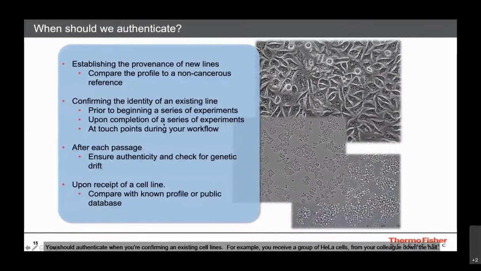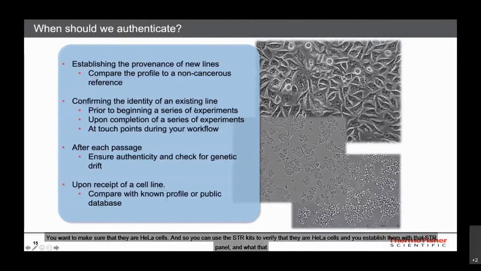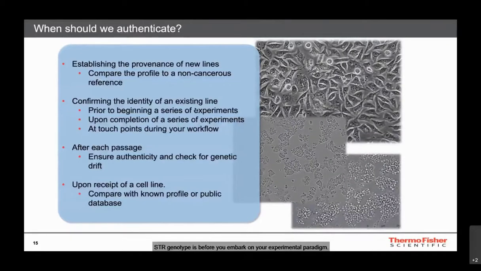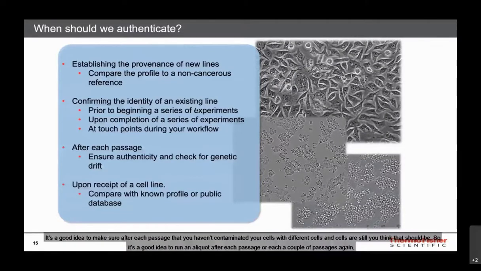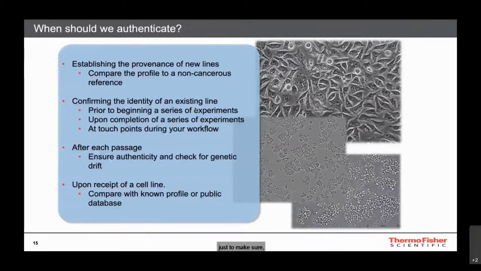For example, you receive an aliquot of HeLa cells from your colleague down the hall. You want to make sure that they are HeLa cells, so you can use the STR kits to verify that, and you establish what that STR genotype is before you embark on your experimental paradigm. It's a good idea to make sure after each passage that you haven't contaminated your cells with different cells, and that the cells are still what you think they should be. So it's a good idea to run an aliquot after each passage or each couple of passages, just to make sure that the cells are maintaining the identity that you want them to.